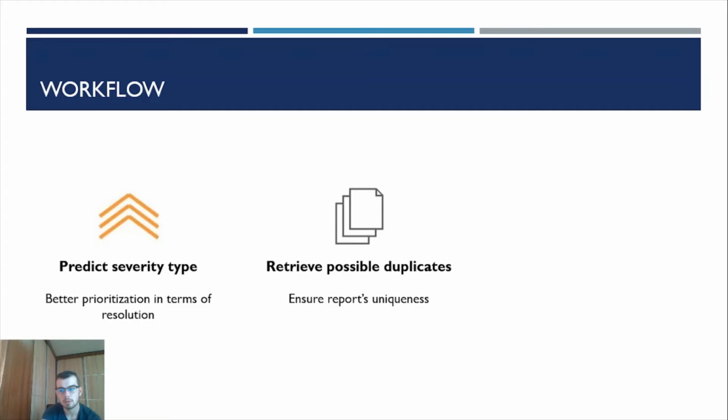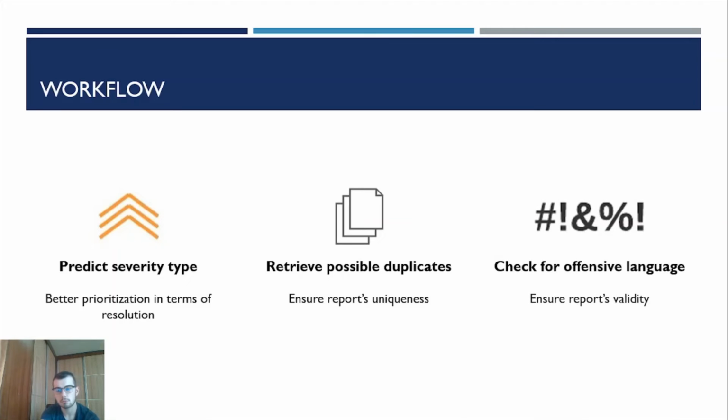Afterwards, Bugsby will retrieve the issue's possible duplicates, which tries to ensure the report's uniqueness. And lastly, Bugsby will check for offensive language within the report. We felt that this last step would be necessary, as studies have shown that software communities are using a lot of offensive language online. As such, rejecting issues which contain high levels of such language would decrease the number of issues that need to be managed.